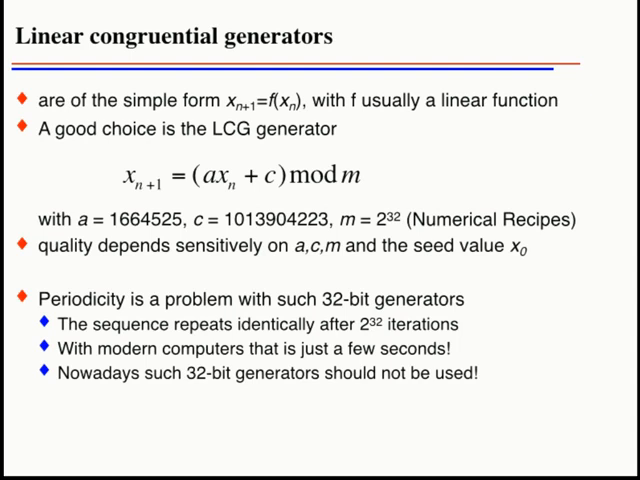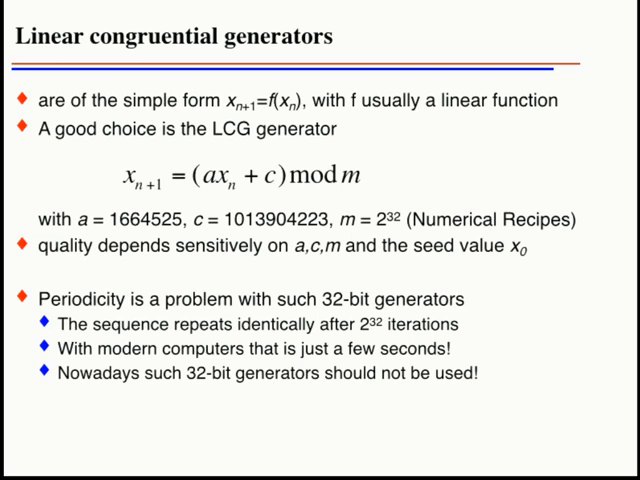Another note is that even if you manage to have 2 to the power of 32 random numbers, for an actual simulation, it's not really a lot. And at some point, you will start repeating your sequence.